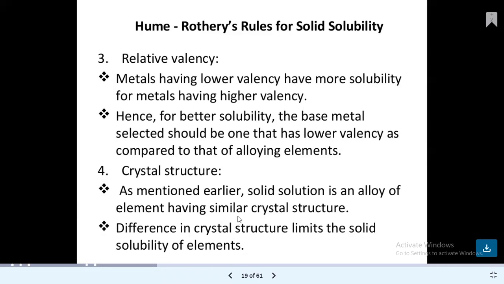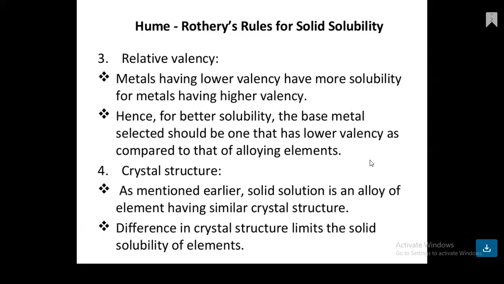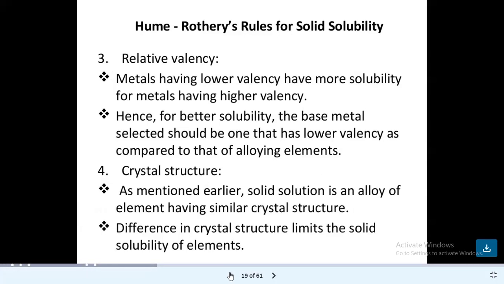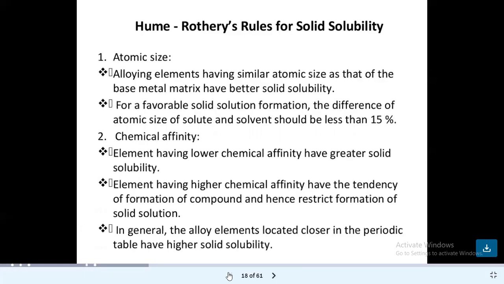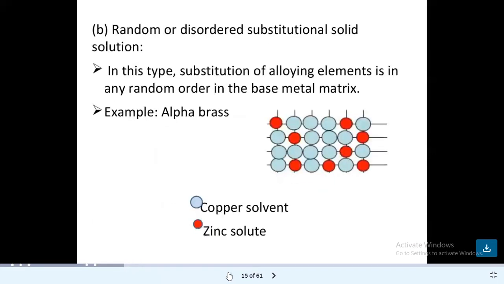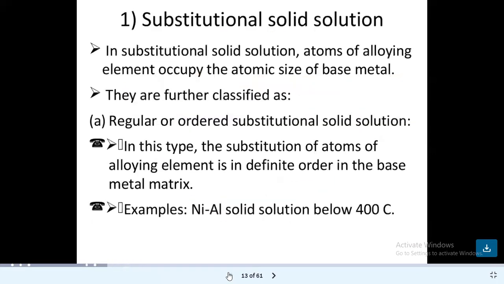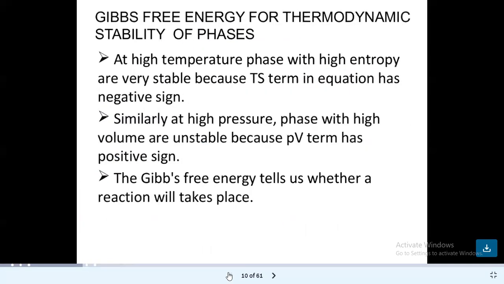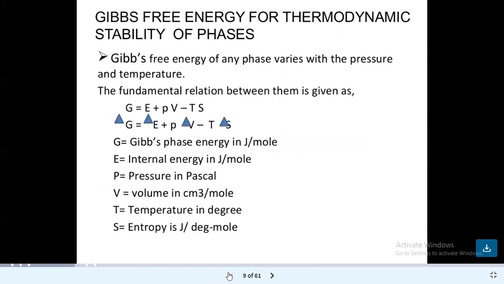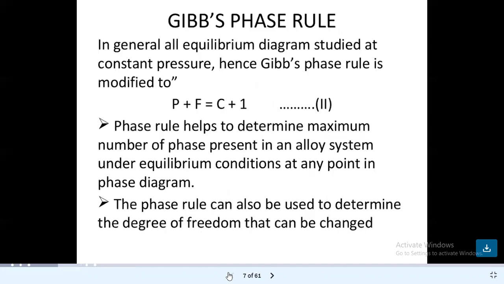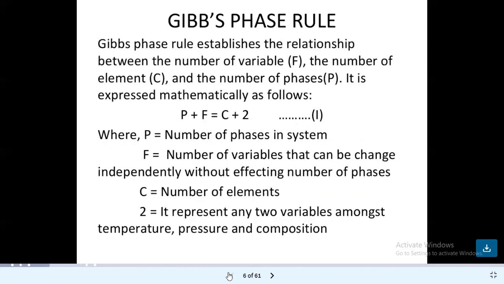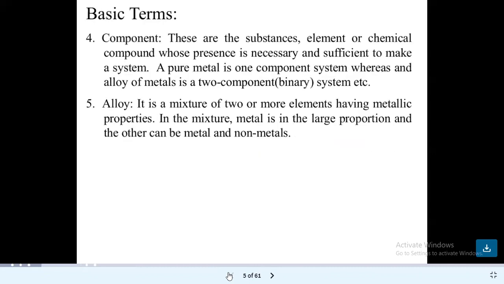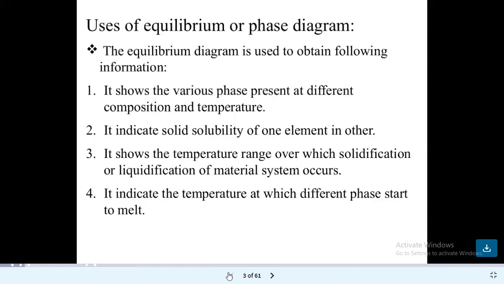So today we stop here. Today we saw Hume-Rothery rules for solubility, then types like solid solution and compound, then Gibbs free energy for thermodynamic stability of phases, then Gibbs phase rule, which we already learned, then basic terms, and uses of equilibrium phase diagram.